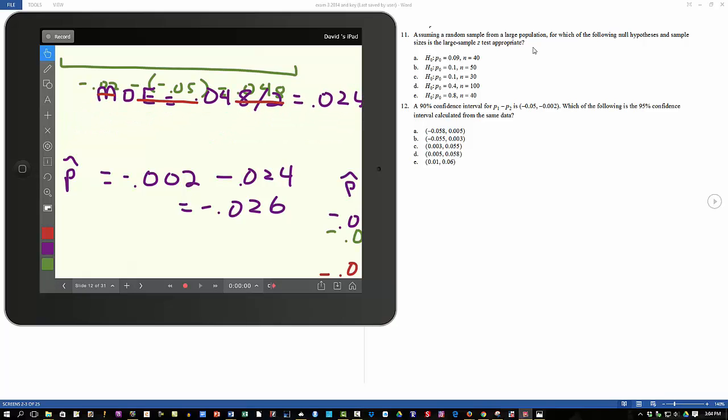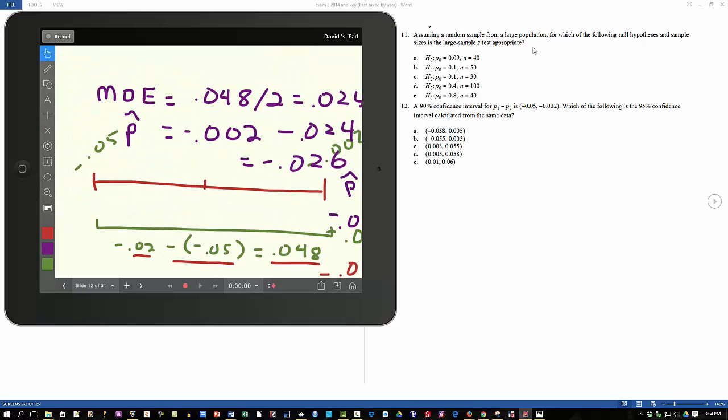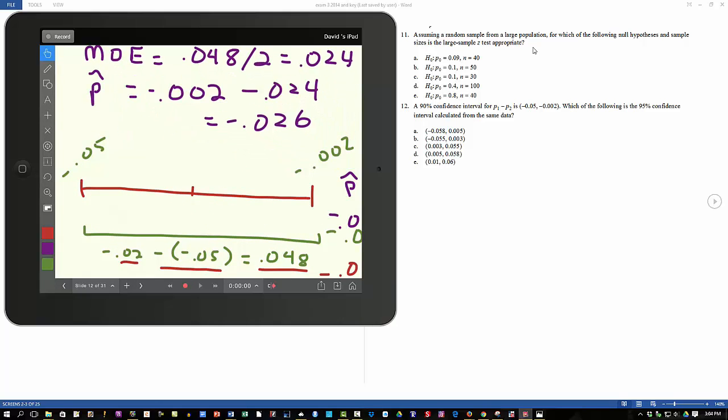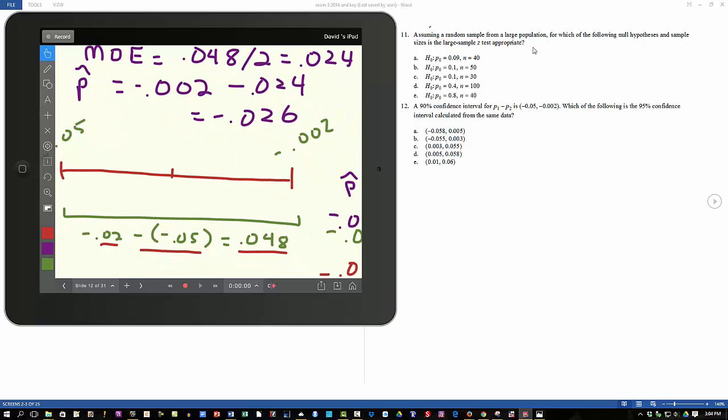Move some of this stuff around. So what we're going to end up with here is p hat is equal to minus 0.026, and we have a margin of error of 0.024. So that's what's on either side of the statistic. That's set 4 and in row 5. 0.024 margin of error on either side of the sample proportion.